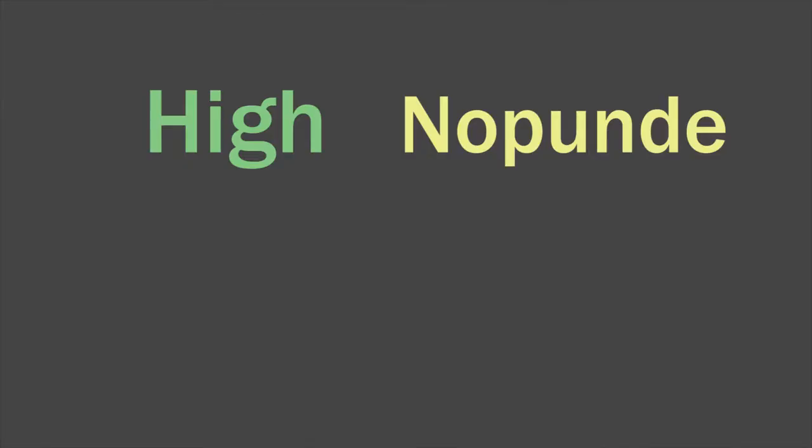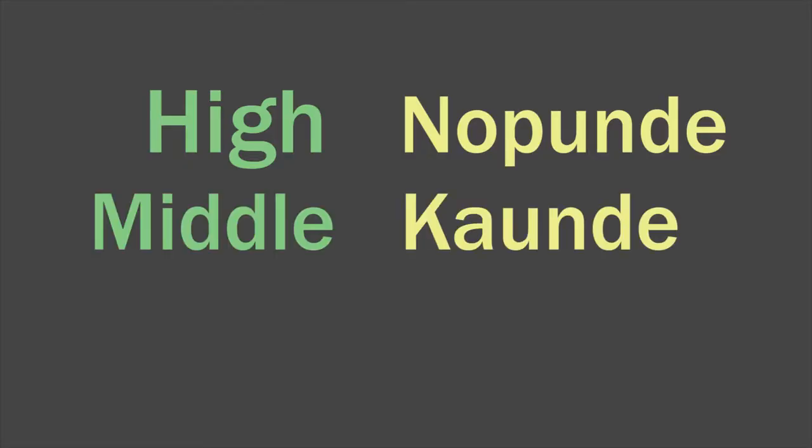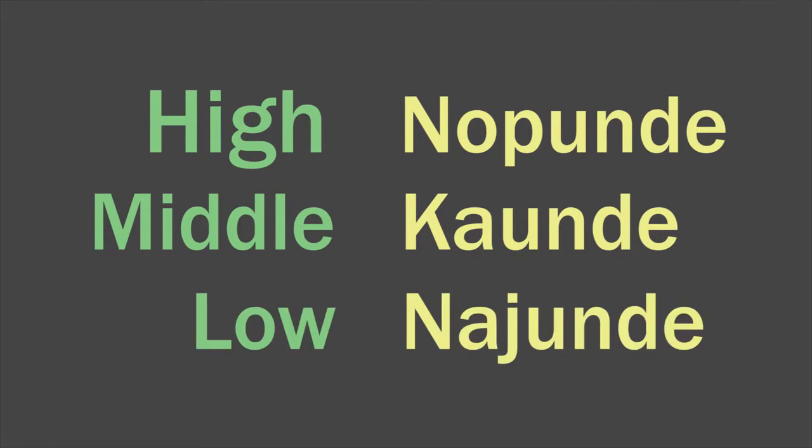As a Taekwondo practitioner, it's useful for you to know how we define high, middle and low techniques in Taekwondo so you can perform them to the correct height. Now in Korean, we call high Nopunde, middle is Kaonde and low is Najunde. The rules for defining high, middle and low blocks is different to that of high, middle and low attacks, so I'll explain to you the blocks first.